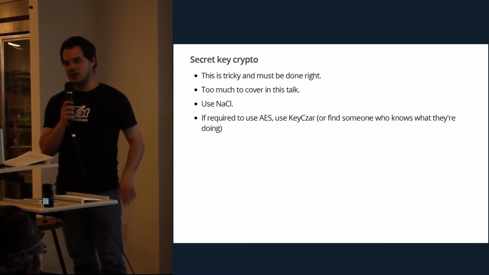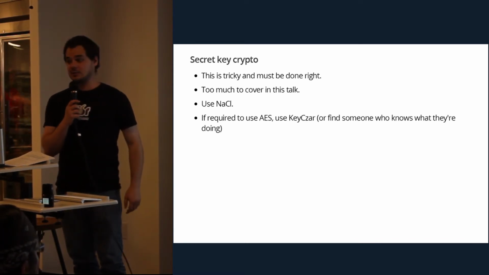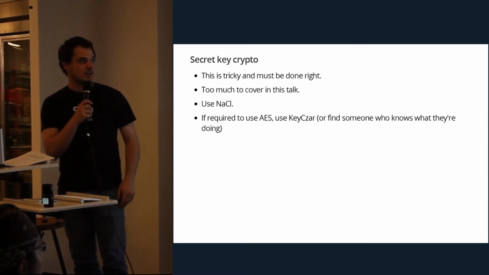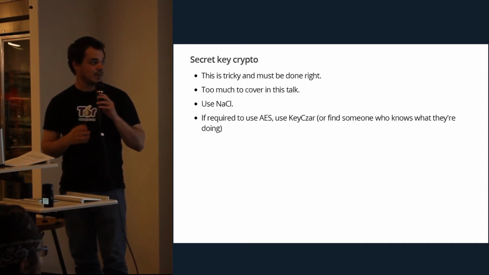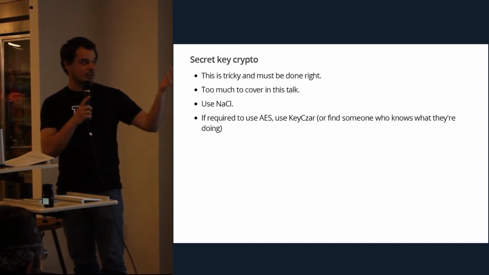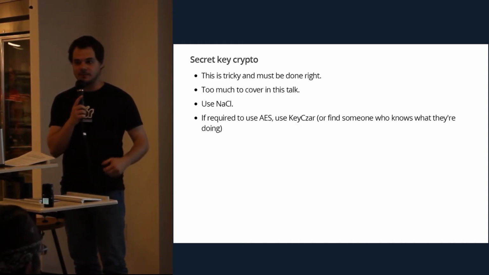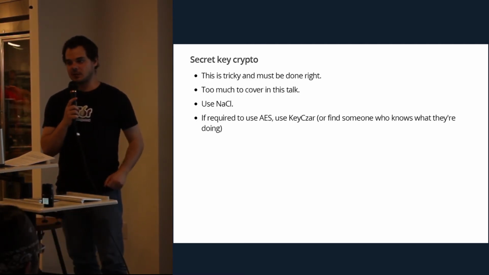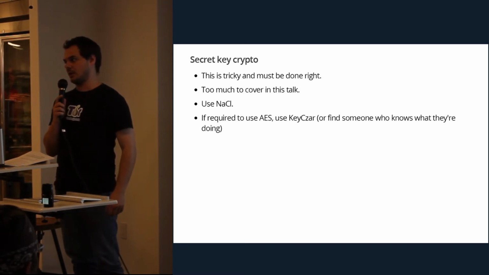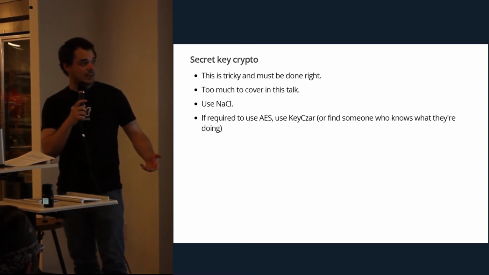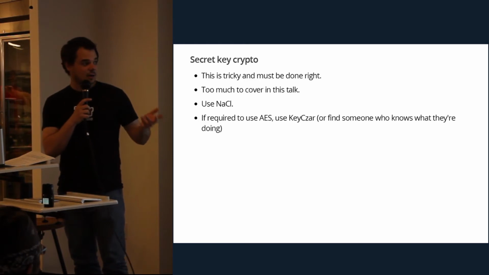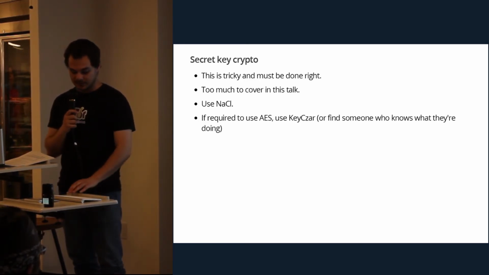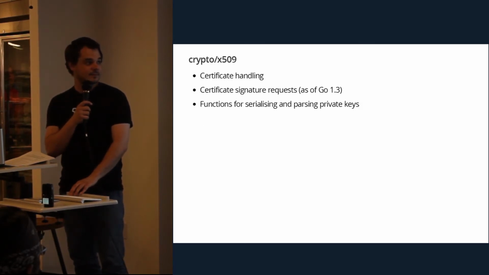So secret key cryptography, how to use AES and all that. It's hard. It's really tricky. There's a lot of subtleties to it, and there's too much to cover in this talk, so I'm not going to. Use this package called sodium chloride, or NaCl, or however you pronounce it. It's fast. It's done by a respected cryptographer who also has a reputation for writing good code. If you need to use AES, use Keyczar or something like that, or find somebody who has experience with this. It's really easy to mess up.